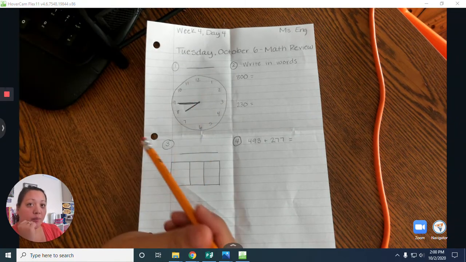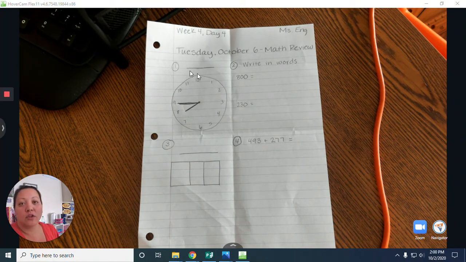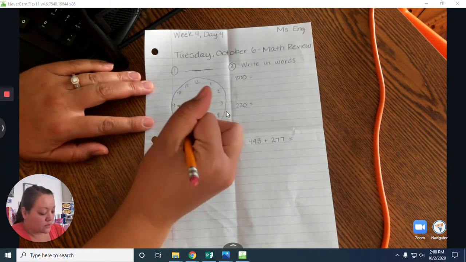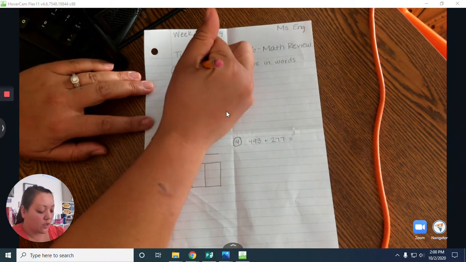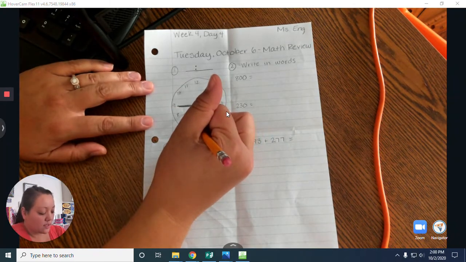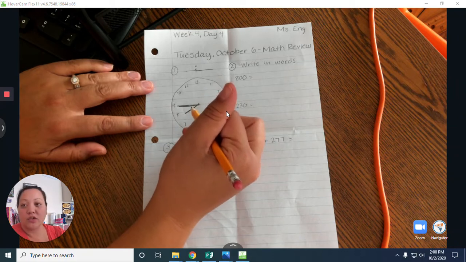Okay, so this question is asking what is on the clock? What time is it? So, first, I am going to start with putting my colon right there in the middle because I need to remember to do that. And I first always start looking at the hour hand or the short hand.